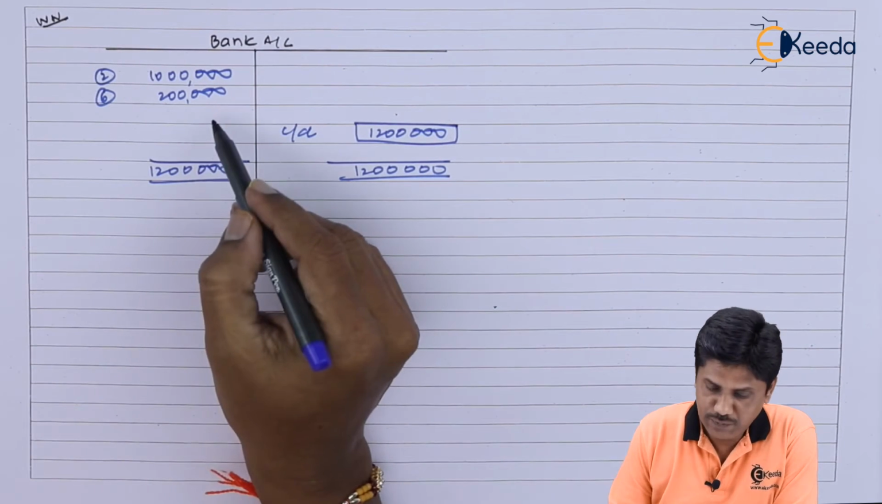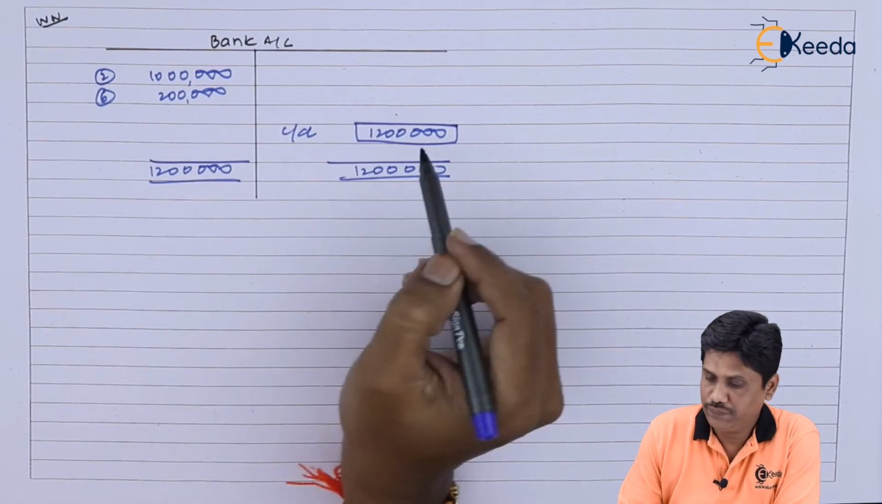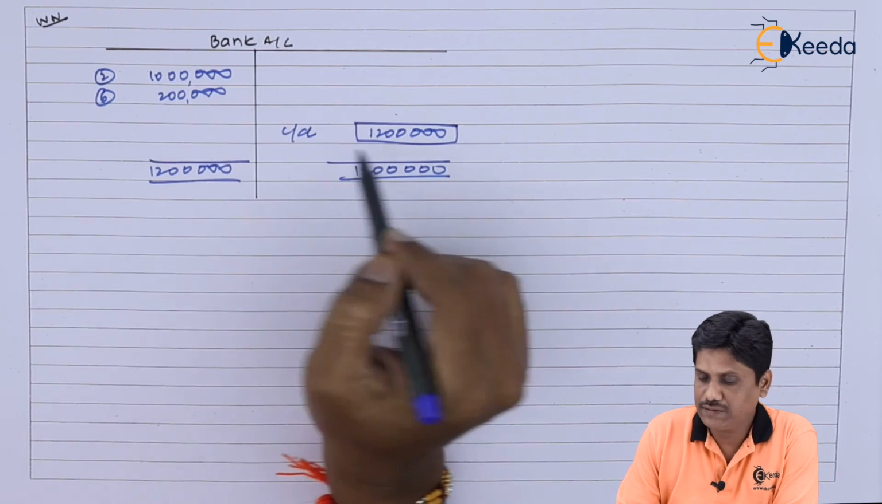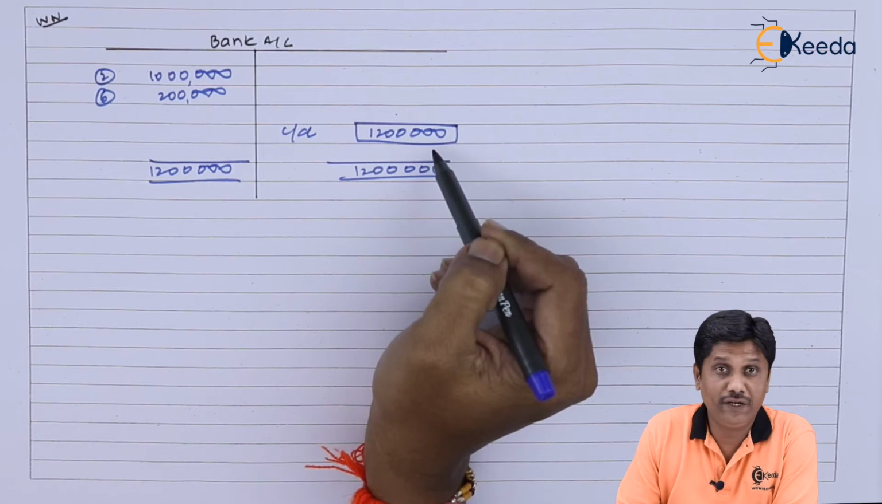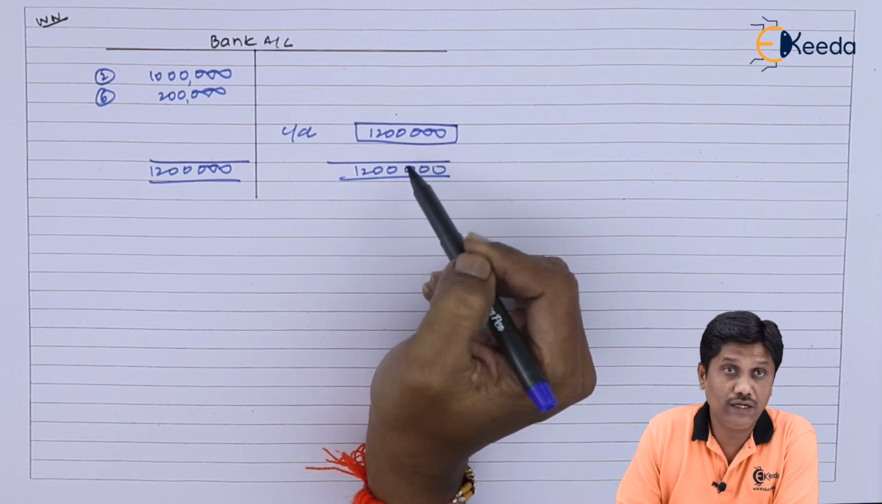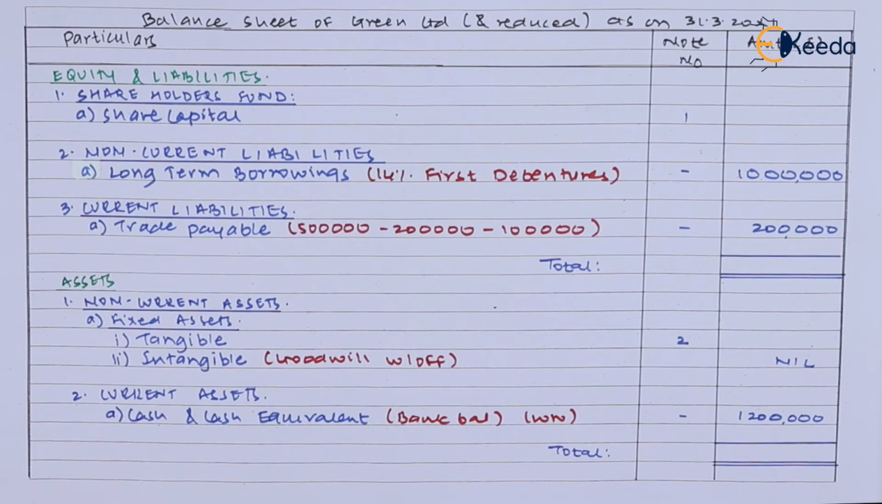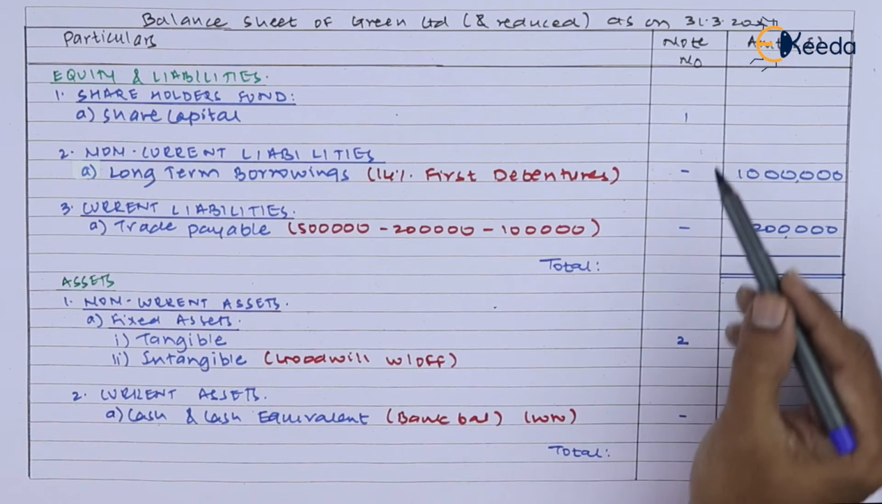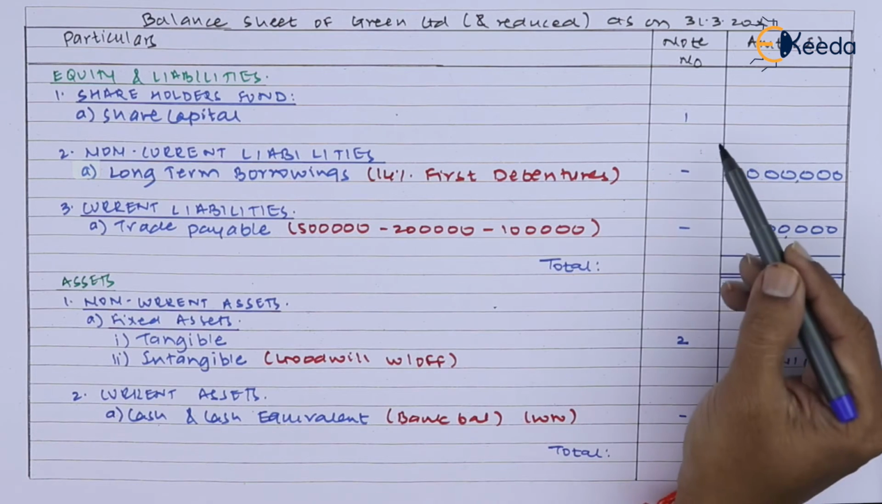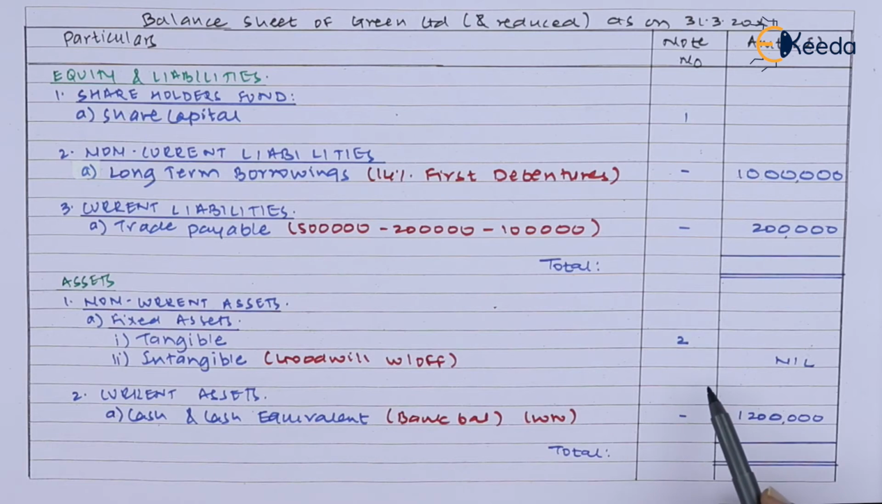Friends, I have just posted the entries which are there. 10 lakh plus 2 lakhs, total bank balance which will appear in your balance sheet will be 12 lakhs. Let us write down that. Friends, in this entire balance sheet, we need to prepare only 2 notes, that is note number 1 for share capital and note number 2 for tangible fixed assets. So let's prepare notes forming the part of balance sheet.